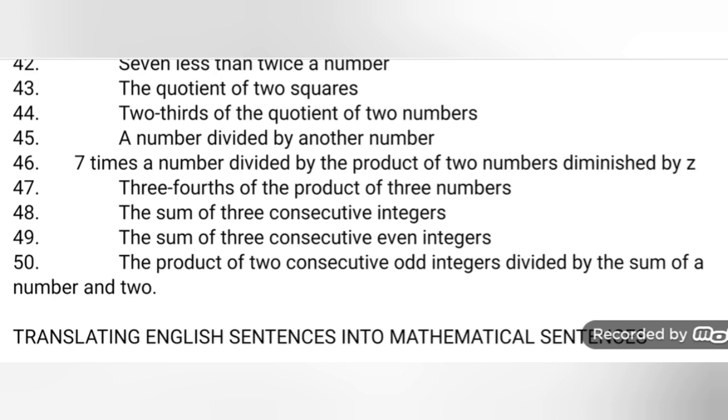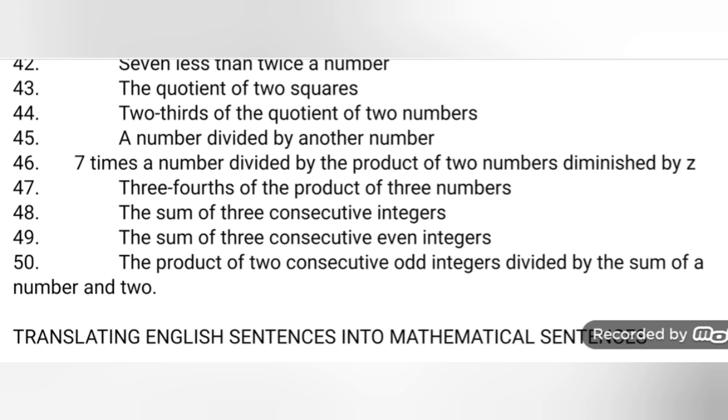Consecutive integers, the first integer is x, the second integer is x plus 1, and then the third integer is x plus 2, the fourth integer is x plus 3. But consecutive even integers and consecutive odd integers, the first integer is x, the second integer is x plus 2, the third integer is x plus 4, the fourth integer is x plus 6. Ganon siya. Okay?